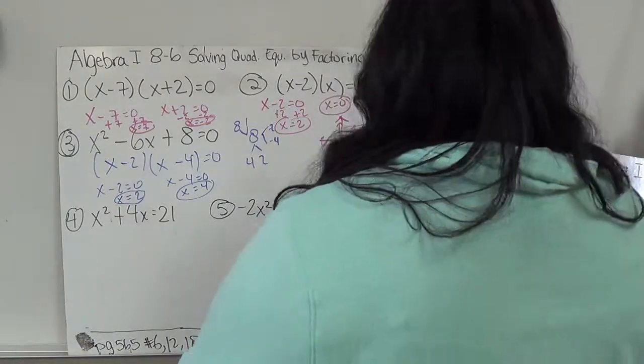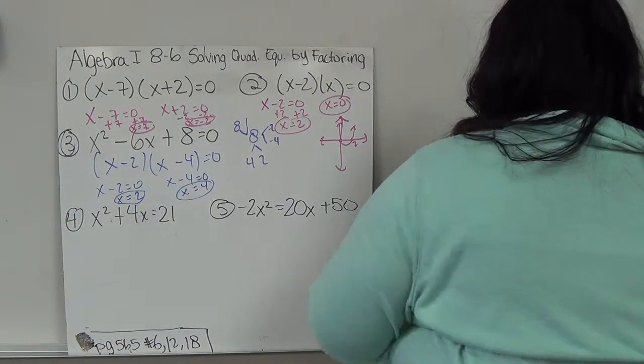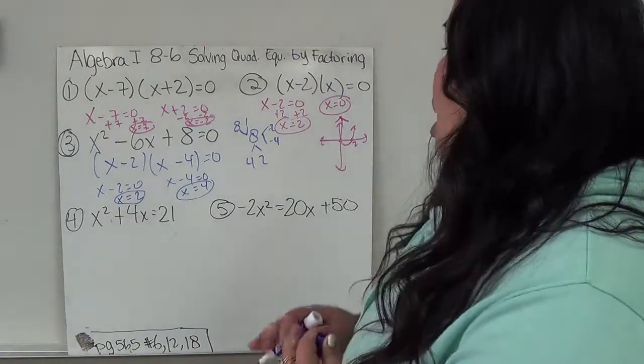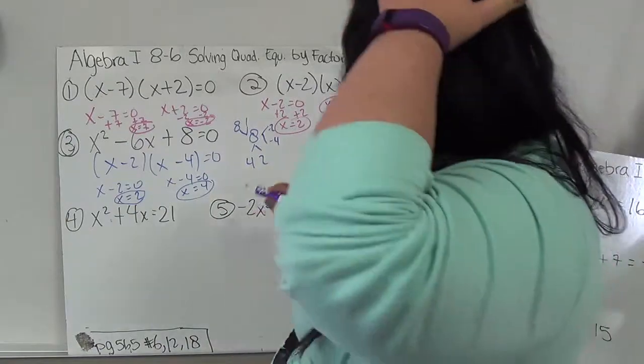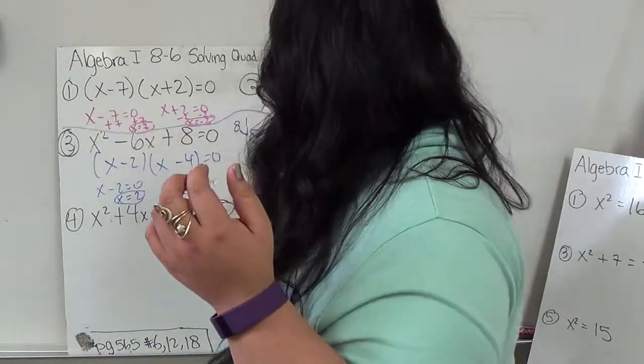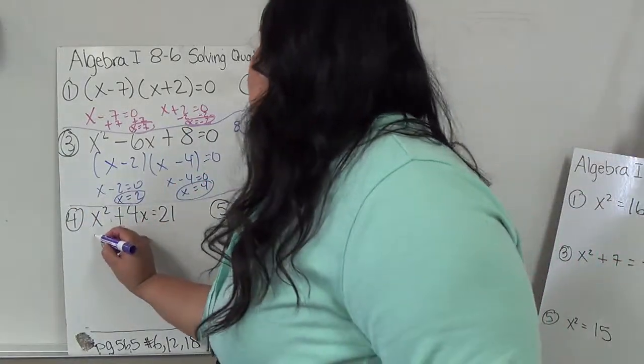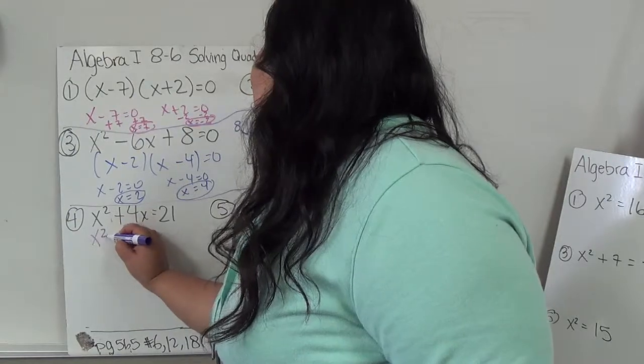The next one looks similar to number 3, except it's not equal to 0. It's very important that when I apply these steps, it's equal to 0. Okay? I'm going to put a line here so you know that this goes for number 3.